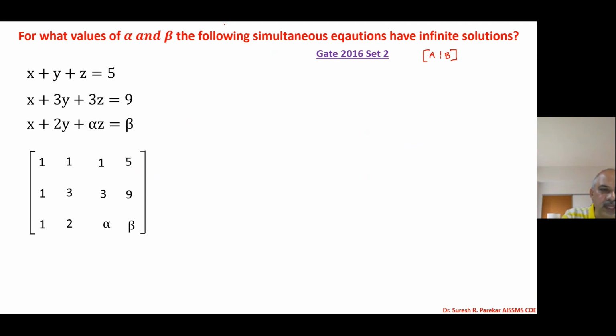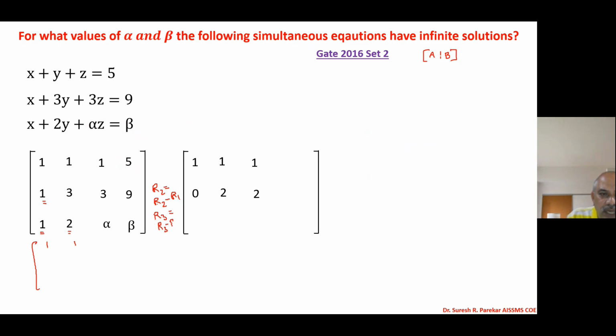Now first we write the augmented matrix: 1 1 1, and in the lower triangle our aim is to make these entries 0. So first we take R2 equal to R2 minus R1, and R3 equal to R3 minus R1. So 1 minus 1 is 0, 3 minus 1 is 2, 3 minus 1 is 2, and 9 minus 5 is 4. Then 1 minus 1 is 0, 2 minus 1 is 1, and then alpha minus 1, beta minus 5.